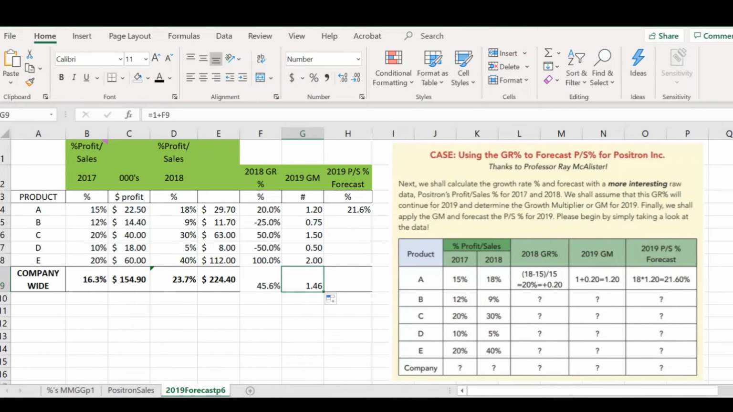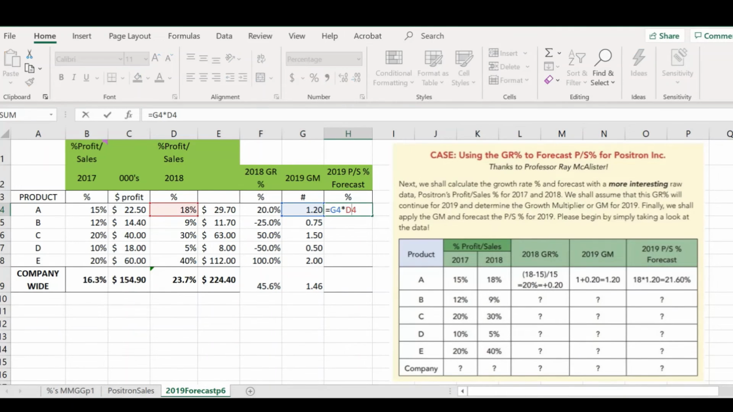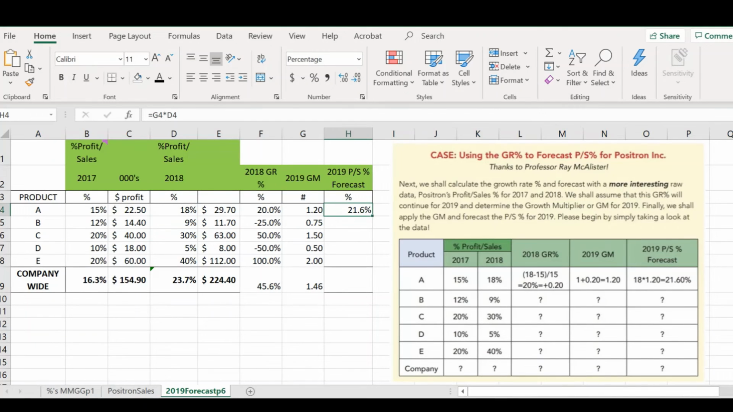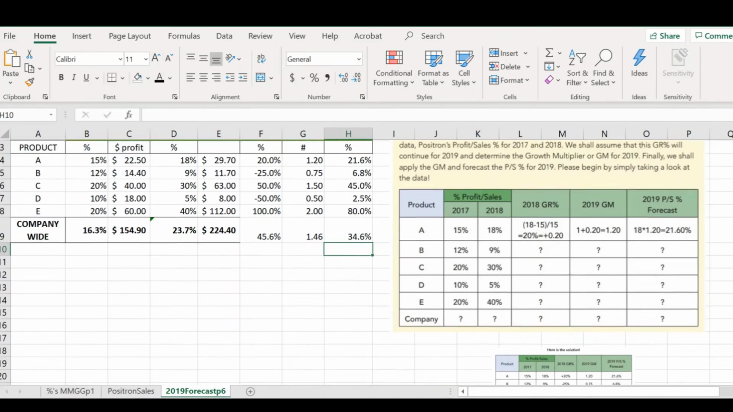so that we can forecast our percent profitability by product for a future year. In this scenario, it happens to be 2019. And we remember from our previous exercise, we're simply going to take the year we have available to us times our multiplier to get our forecasted percent profitability for product A. Carry that down. 34.6%.